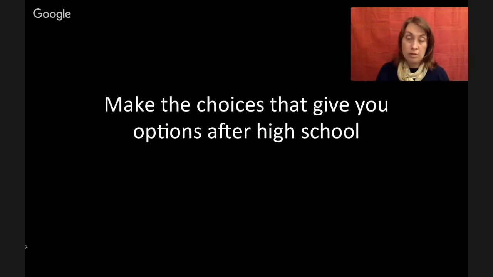Same thing applies now. If you are failing your math class, you are limiting your options for when you get to high school. If you are failing your English class, you are limiting your options for when you get to high school, which limits your options for after high school. So you need to be passing those classes. Science, history, math, English, they are all keys to getting more options in high school.